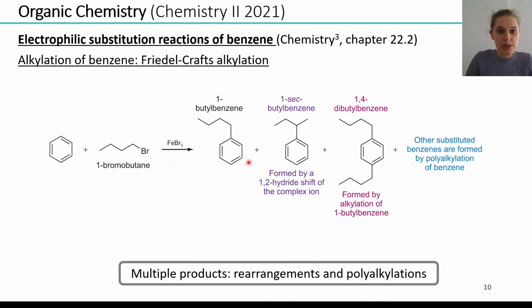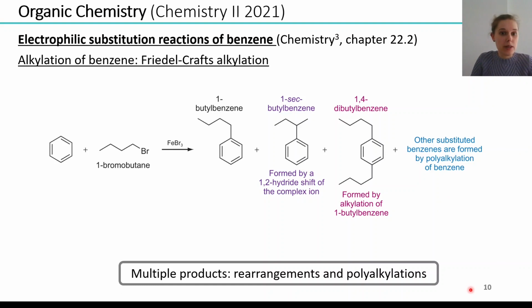And as you can see here, we have a multitude of reaction products. So we have, first of all, this 1-butyl benzene, which is the expected reaction product. Then we also see sec-butyl benzene and 1,4-dibutyl benzene. Furthermore, other substituted benzenes are also formed.